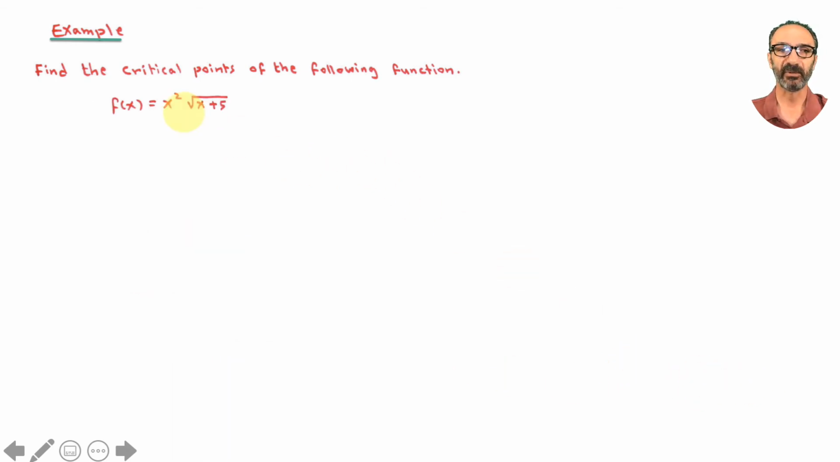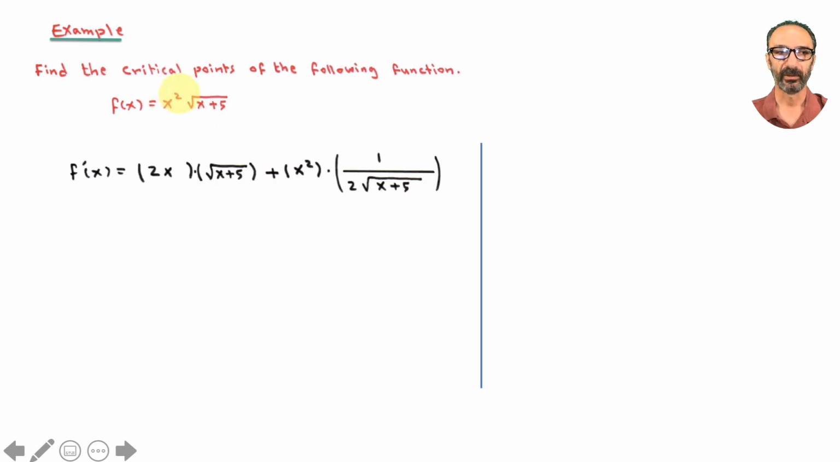x to the second multiplied by the square root of x plus 5. How do you find f prime here? Product rule. Derivative, keep as is, keep as is, derivative. This is x plus 5 to the power half, and that's how it came out to be after you bring the half up front.